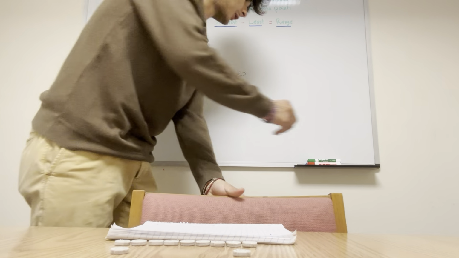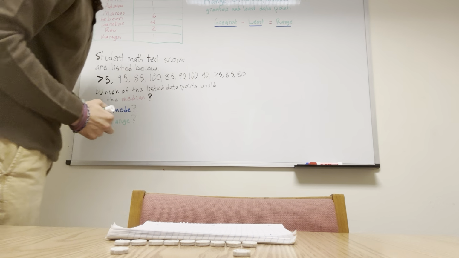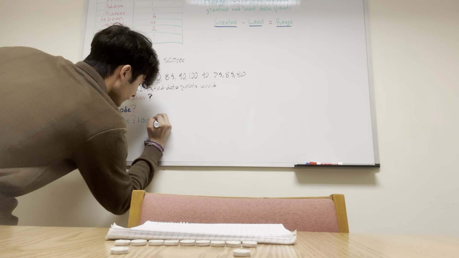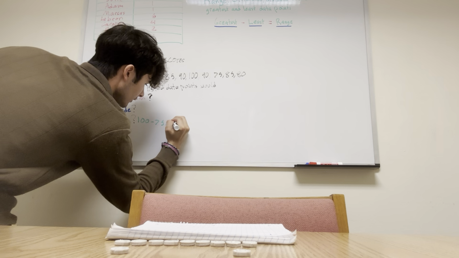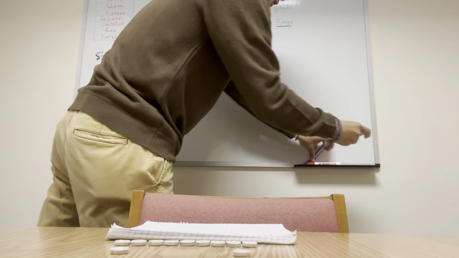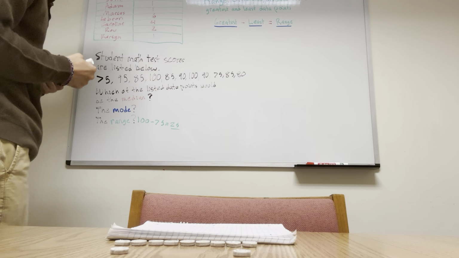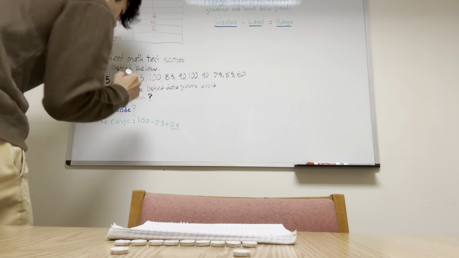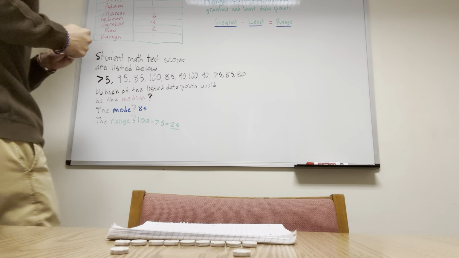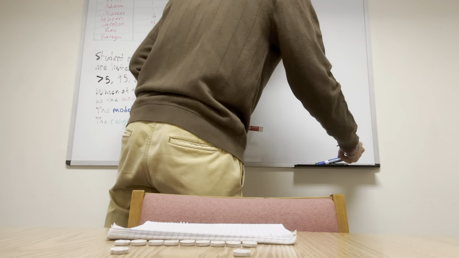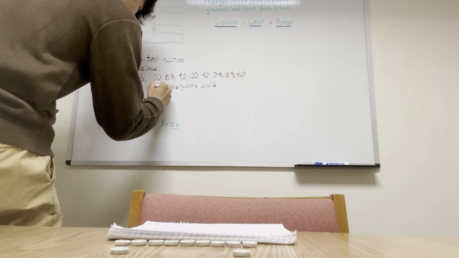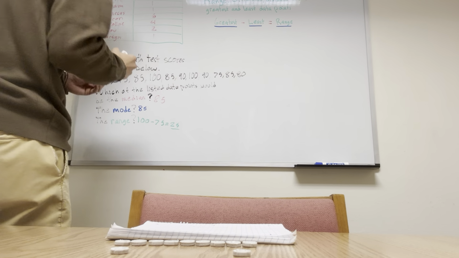Wonderful. So we said that our range was 100 minus 75, which gave us 25. Our mode, the most occurring data point, the tallest stack on the line plot, was 85. And our median, the middle data point, the data point in the center of the data set, was also 85.